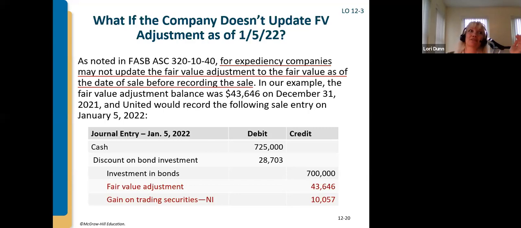Instead of writing up the fair value adjustment account with that first journal entry and then removing it with the second, you could do it all in one step. So it's really up to you. Same result. You still report a gain on your trading securities for 2022 of $10,057.